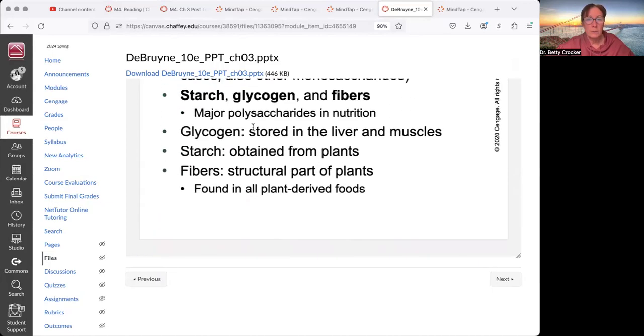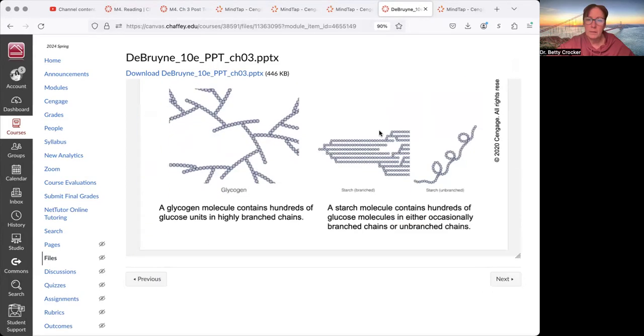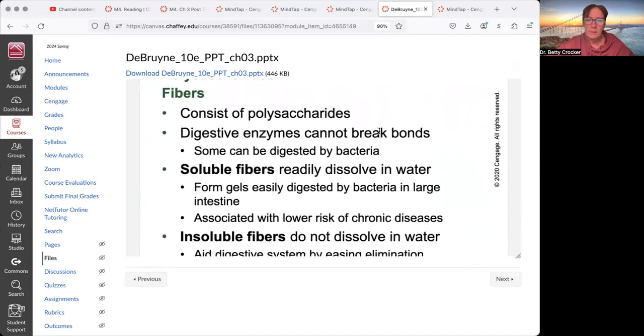Okay, and then also know this, right? Glycogen is stored in the liver and muscle. Most of it is in the muscle. Remember, that's from your quiz. Here's some pictures of all of that.